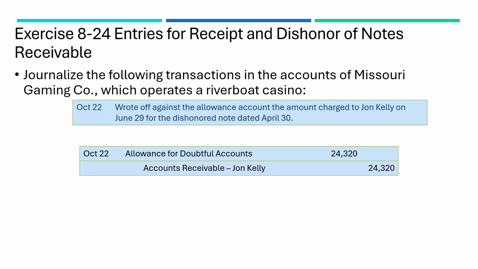And then we write off against the allowance the amount charged to John Kelly. So we debit our allowance for doubtful accounts and then credit our accounts receivable to write off this account because John's not paying it.